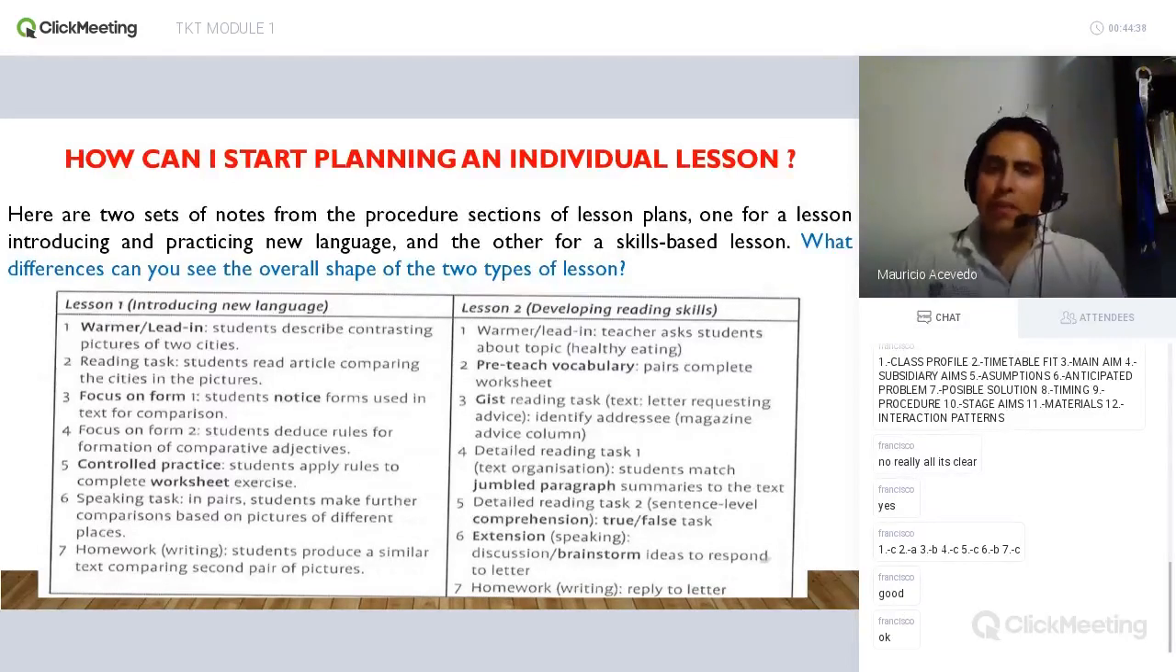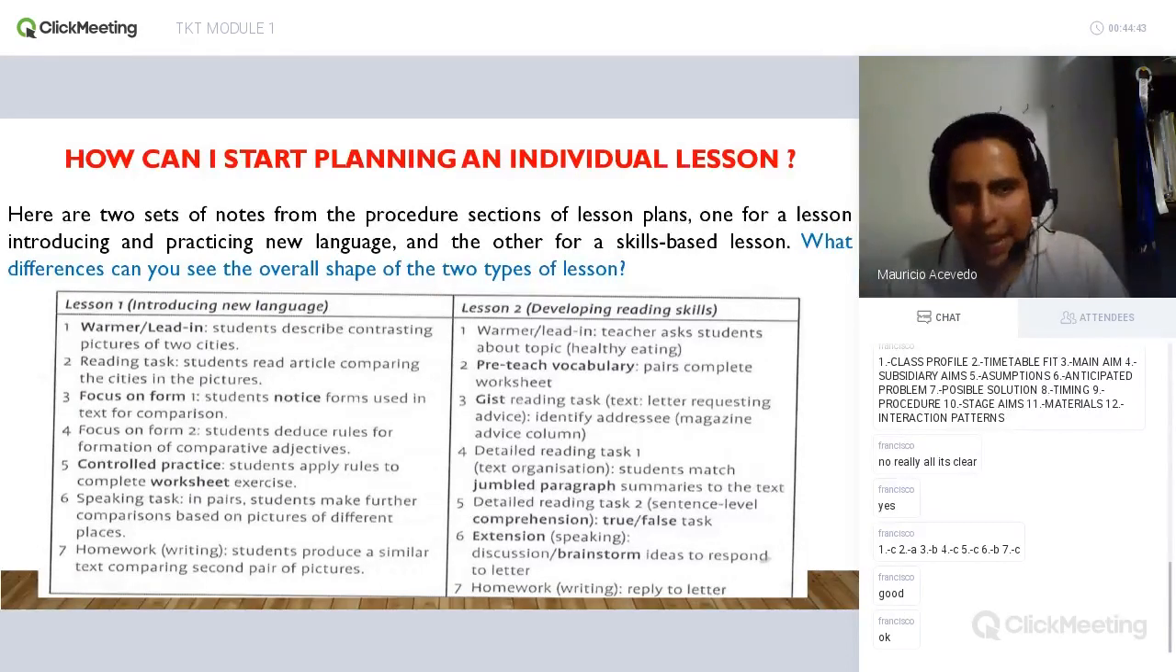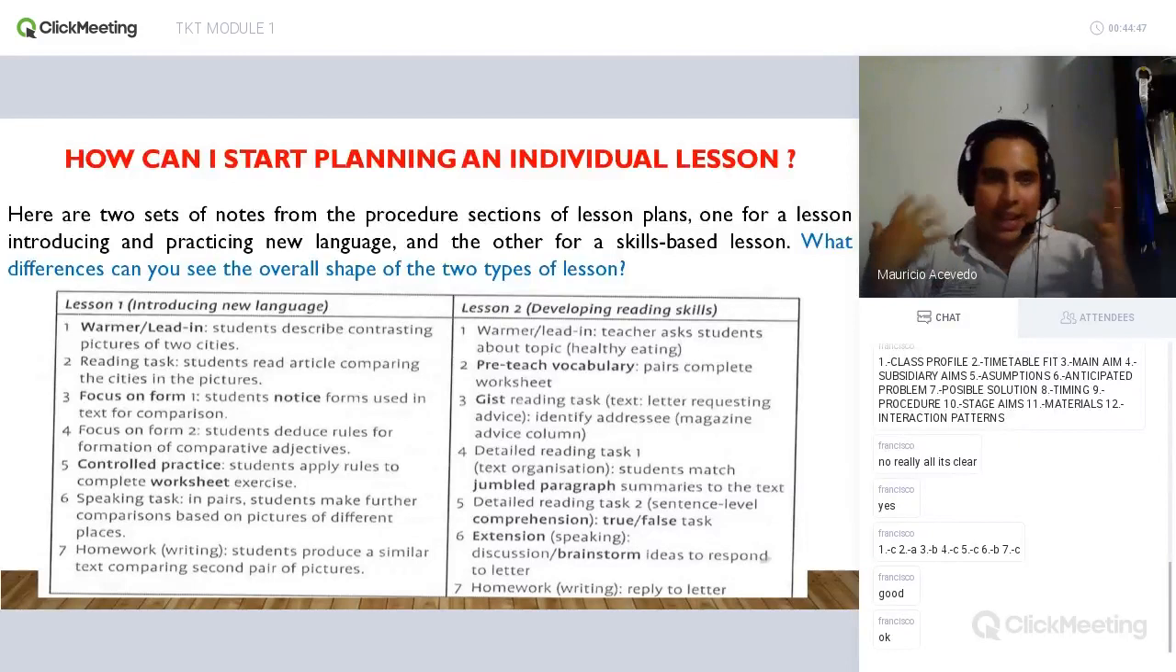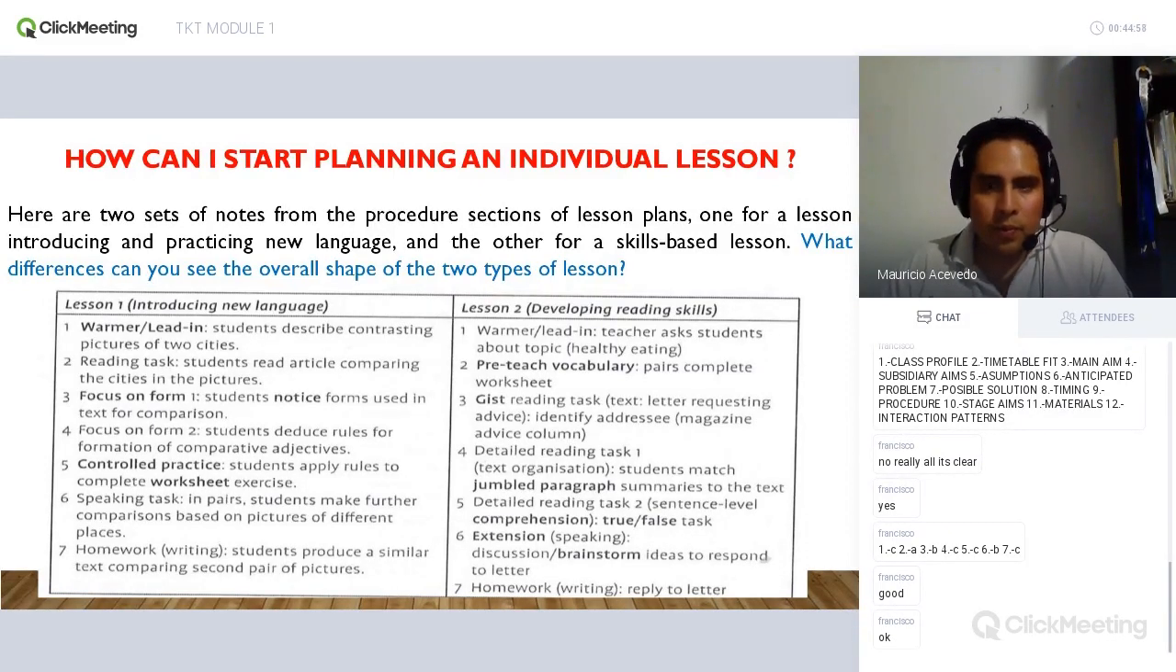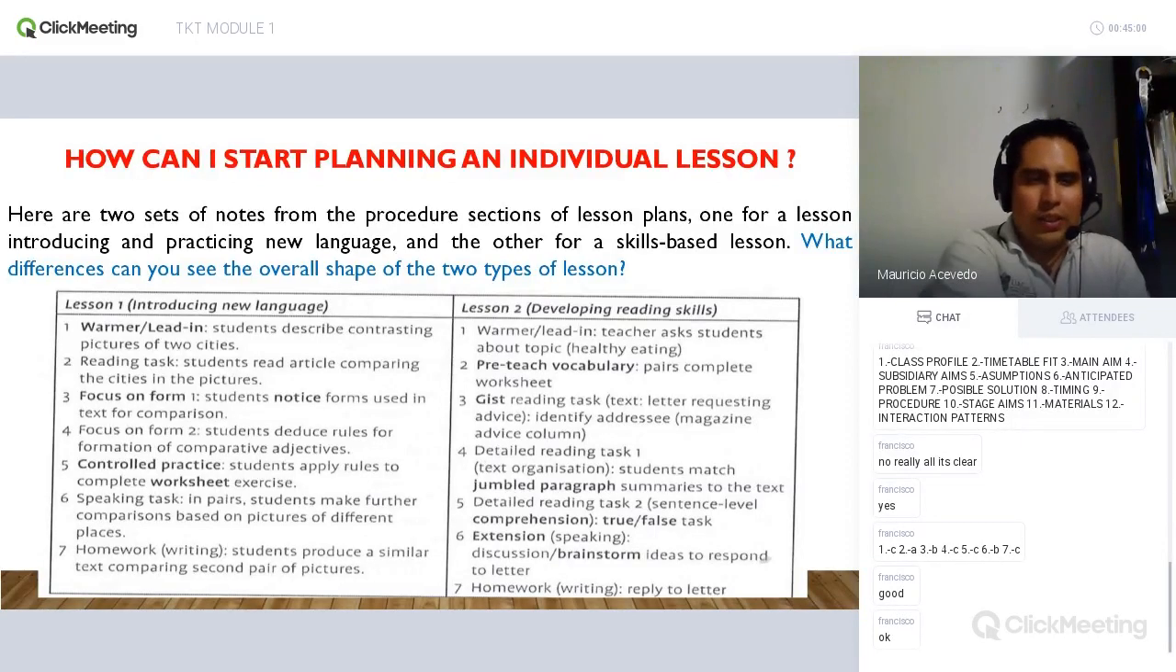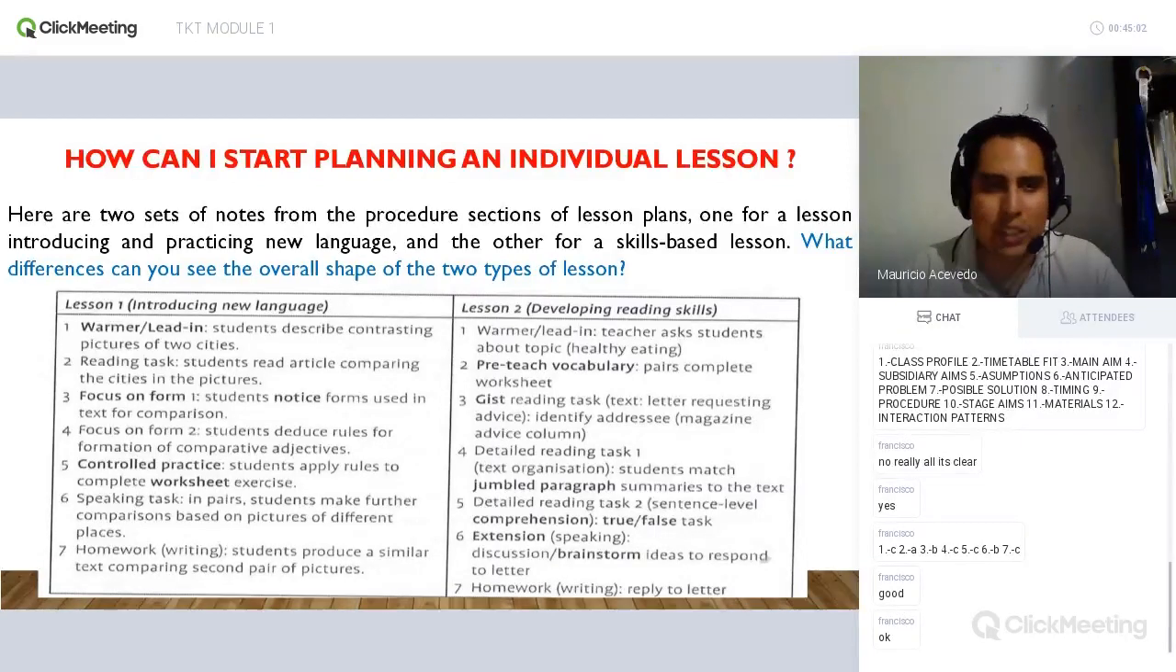Okay, so tell me, Francisco, I have already read. I hope you had the time to analyze. What is the difference or, I don't know, similarities between these two shapes of the two lesson plans, procedures at least? Tell me, Francisco, what do you think? What happens in these two plans?